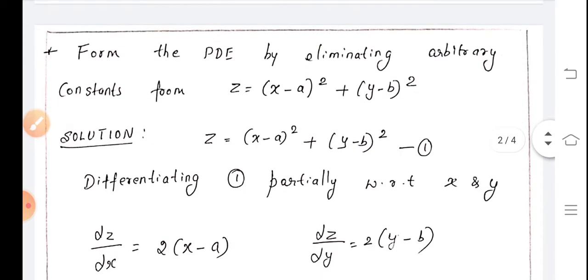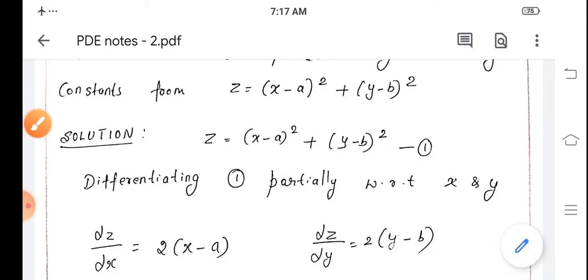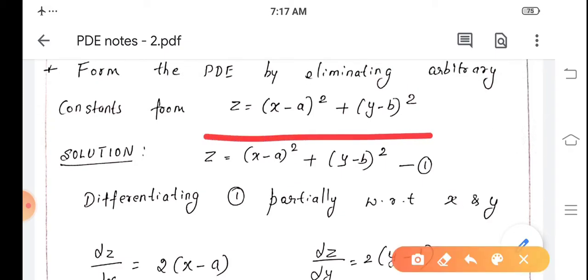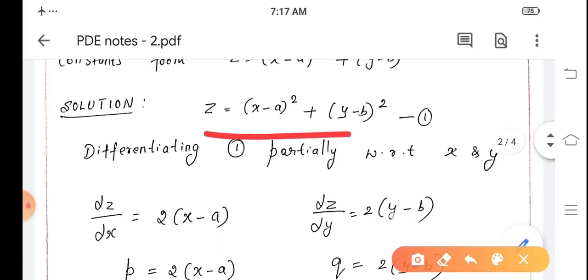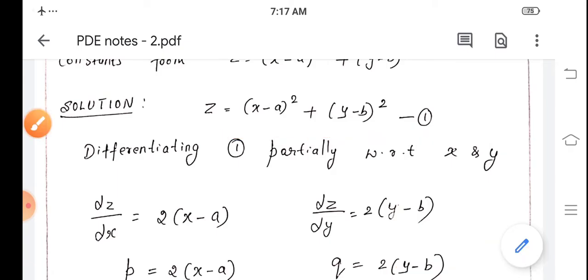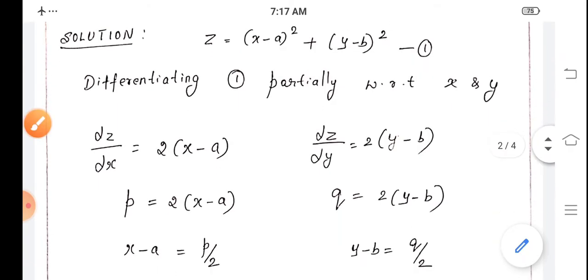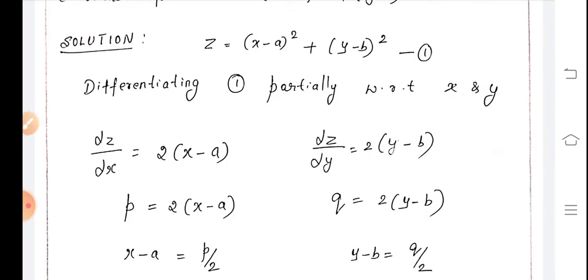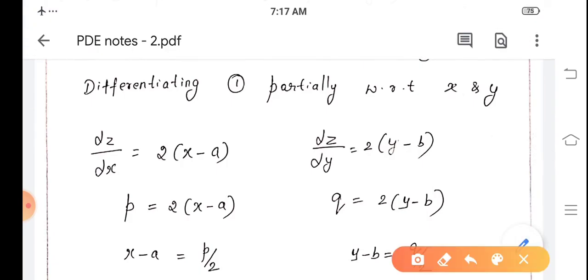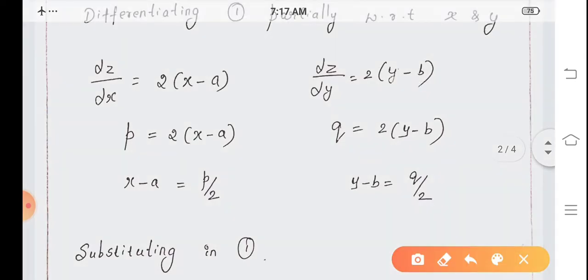In the next question, the given problem is: form the partial differential equation by eliminating arbitrary constants from z is equal to x minus a whole square plus y minus b whole square. We'll take the given relation as equation 1. Now, we differentiate equation 1 partially with respect to x. So, when we differentiate equation 1 partially with respect to x, the y term is constant. So, we get dou z by dou x equal to 2 into x minus a, or we write it as p is equal to 2 into x minus a, where p stands for dou z by dou x. Then, x minus a is p by 2.